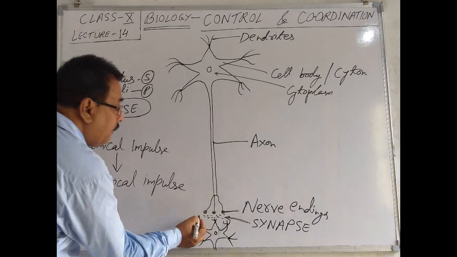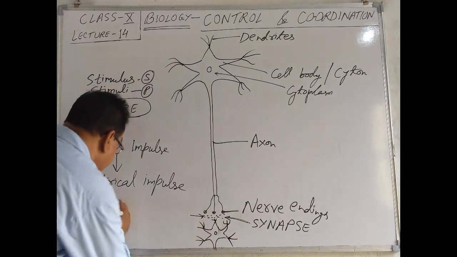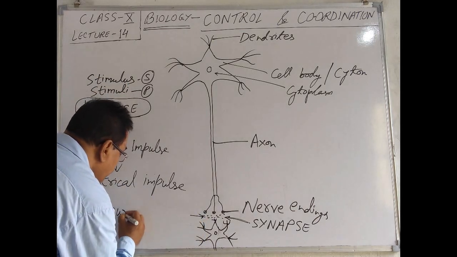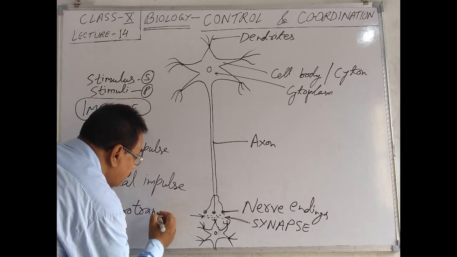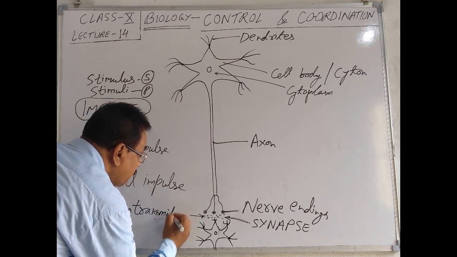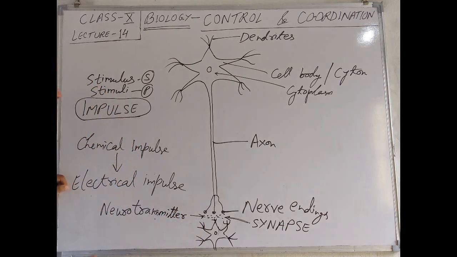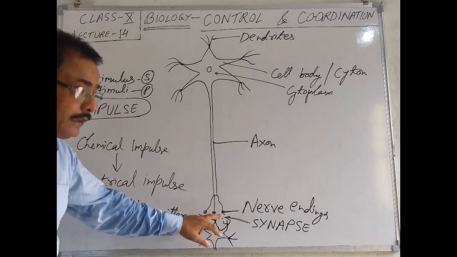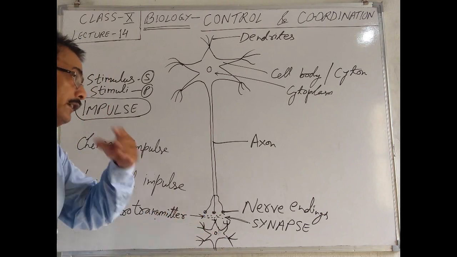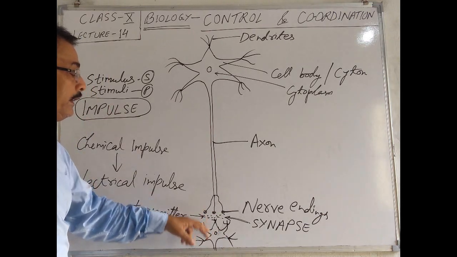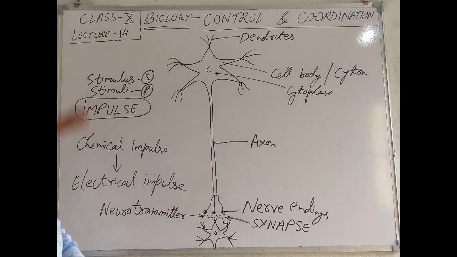This chemical is termed as neurotransmitter. This chemical is known as neurotransmitter. Again, the next neuron will carry the impulse in the form of electrical impulse, and when it reaches the nerve ending of this neuron, it will release chemical.